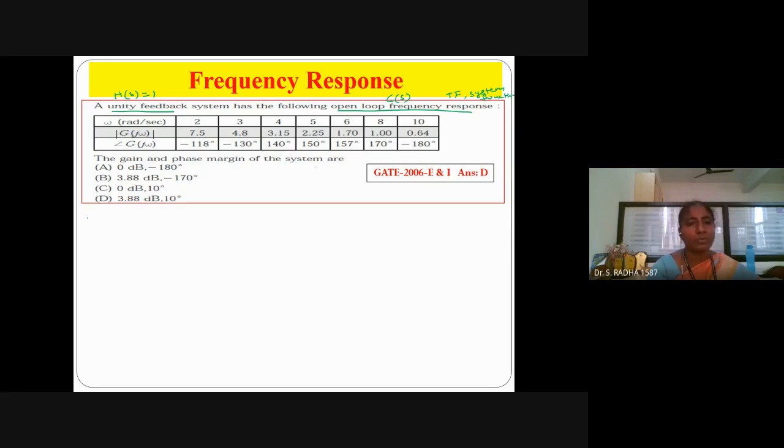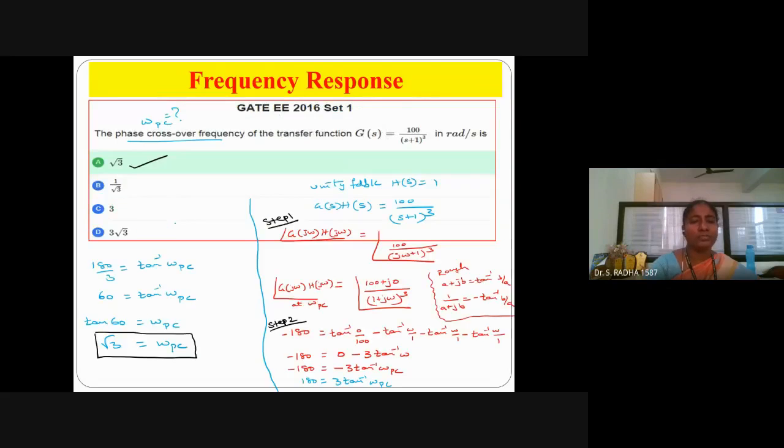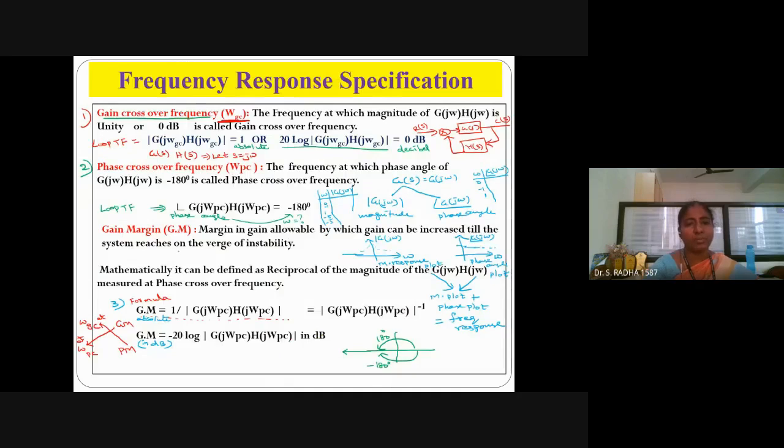So now coming to the solution, step 1, I will take gain margin first. If we go back to the definition of gain margin, you can see the third formula: gain margin is 1 by the magnitude of the loop transfer function at omega pc. What is omega pc? Where the angle is minus 180 degrees.